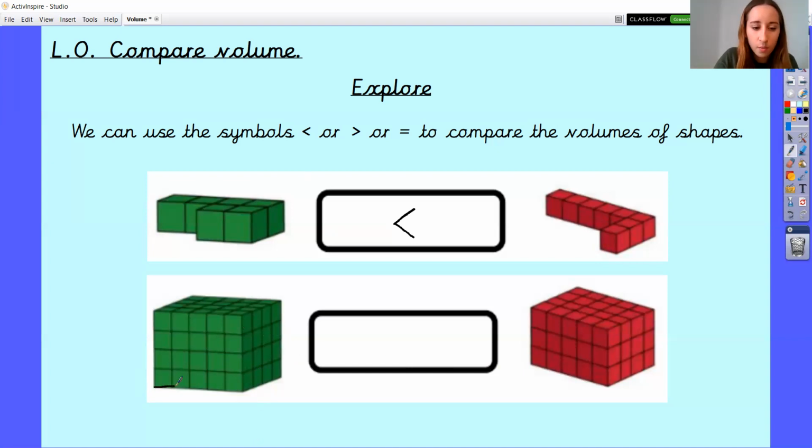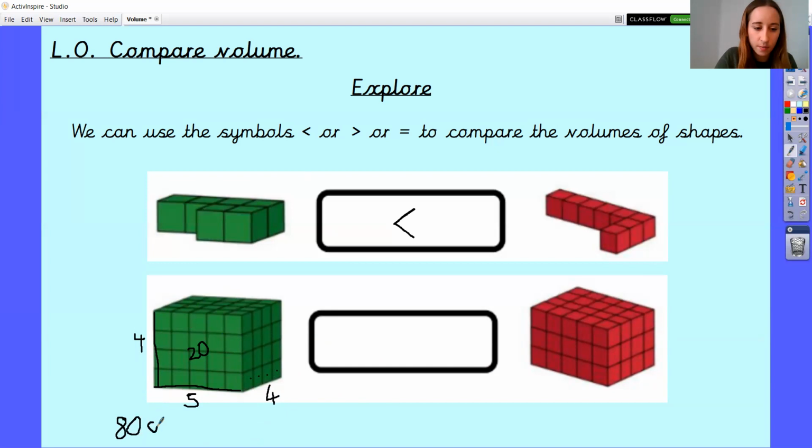So here I've got 1, 2, 3, 4, 5 cubes by 1, 2, 3, 4 cubes. So this layer here is going to be 20 cubes, isn't it? Okay, so I've got 5 along here and then 4 rows of that. 5 lots of 4 make 20. Now there are 1, 2, 3, 4 of those layers of 20. So I need to do 4 multiplied by 20 to find my volume. 4 multiplied by 20 is going to be 80. I know that 4 times 2 is 8, so 4 times 20 is 80.